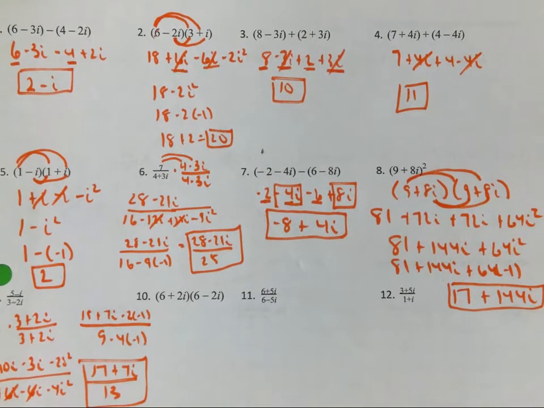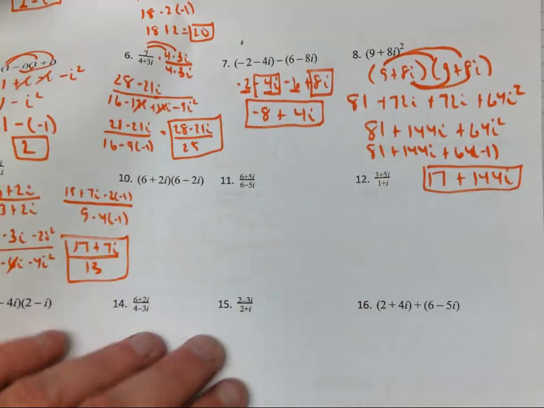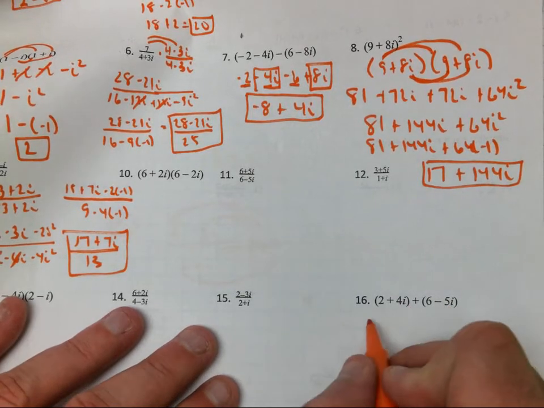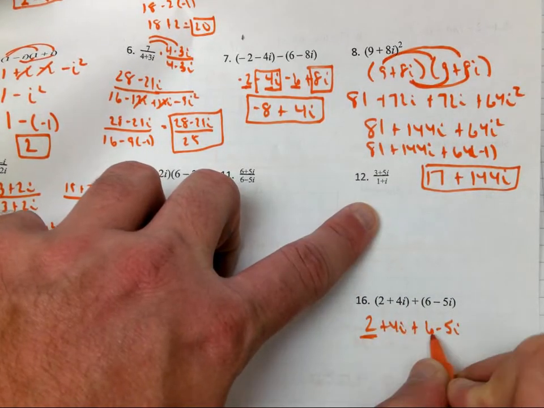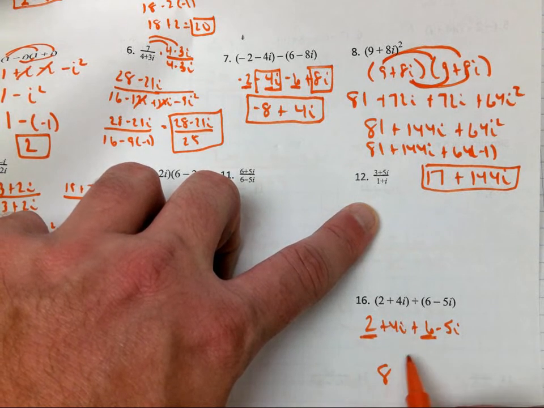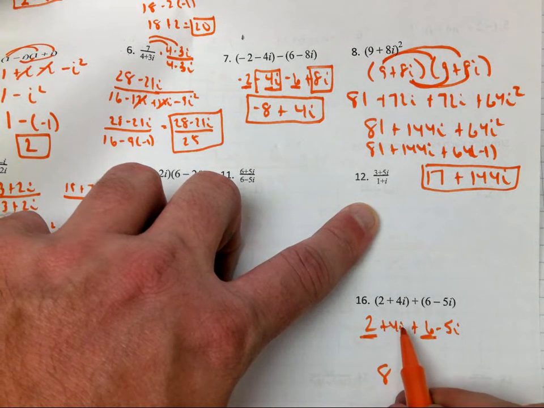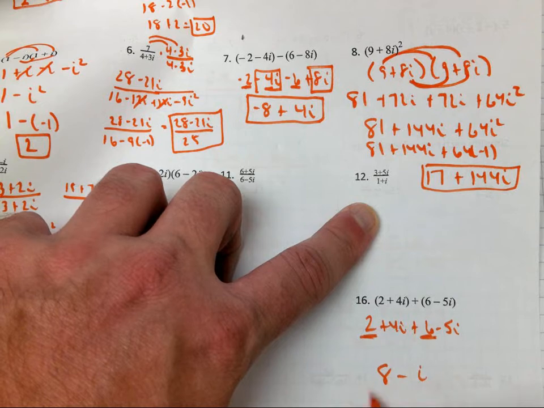Alright, looking at number 16, this is addition. This plus has no effect on it, so I'm going to rewrite it without it. Combine like terms. Remember, your real part comes first, and then your imaginary component comes second. 4 and negative 5i just gives me negative 1i.